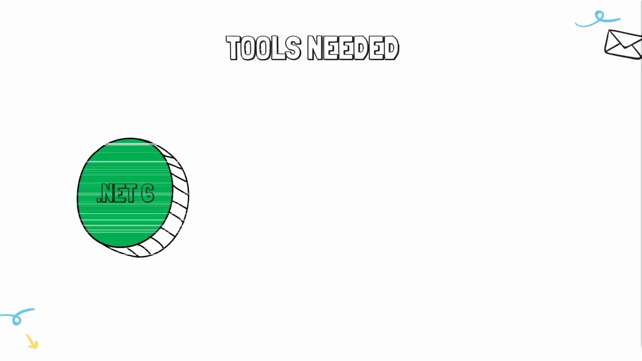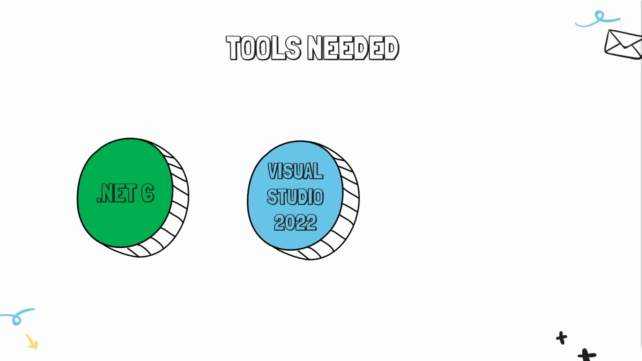Let's take a look at all the tools that we will use in this course. We will be using .NET 6 for our application. So make sure to install the latest version of .NET 6. For the IDE, we will be using Visual Studio. The version that I will be using is Visual Studio 2022. There are lots of advanced features in 2022 as compared to 2019. So you can always install the free version of Visual Studio 2022.